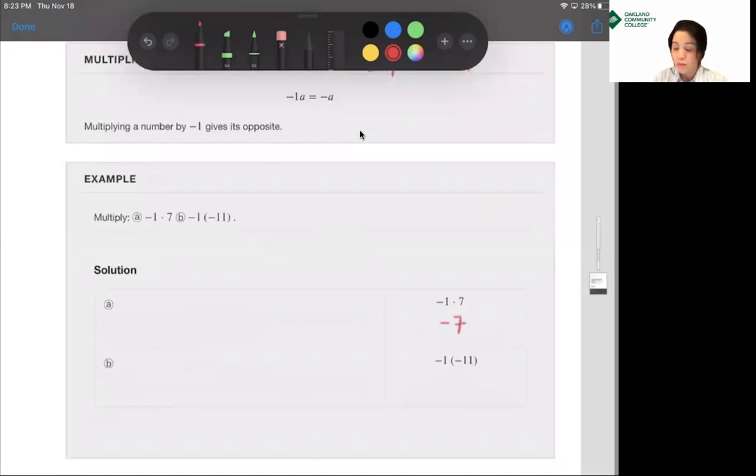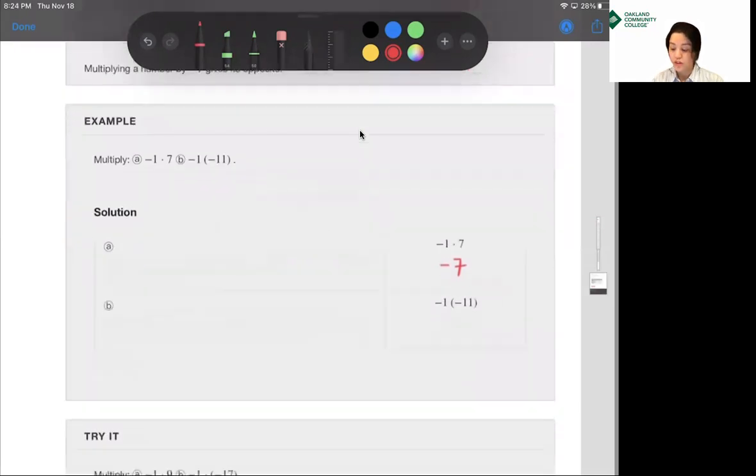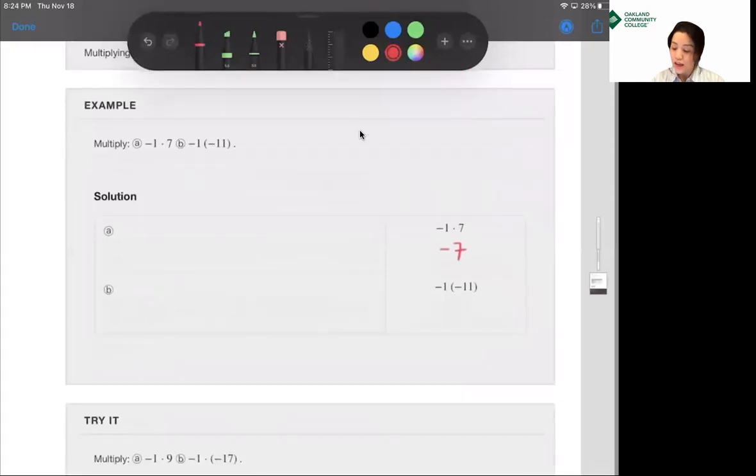Right? The two numbers have opposite signs, so the product is negative. And 1 times any number, the result will be that same number. Right? It's just the opposite sign. Negative 1 times negative 11, same sign, product is positive. Right? So it'll be positive 11.